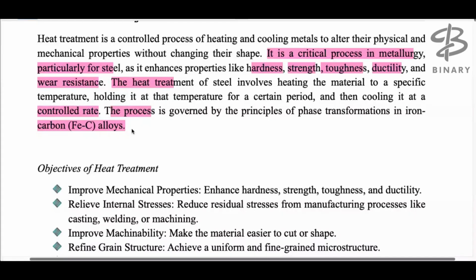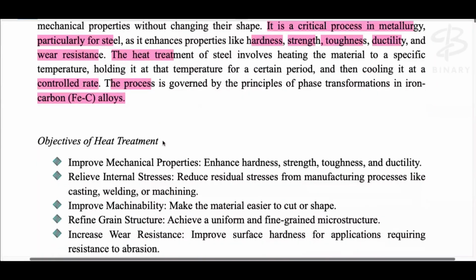Suppose you are cooling that particular material in a controlled manner. The way you have taken to cool it will decide your mechanical properties. Accordingly, your mechanical properties will change. During this process, the physical and mechanical properties change, but the shape remains the same.